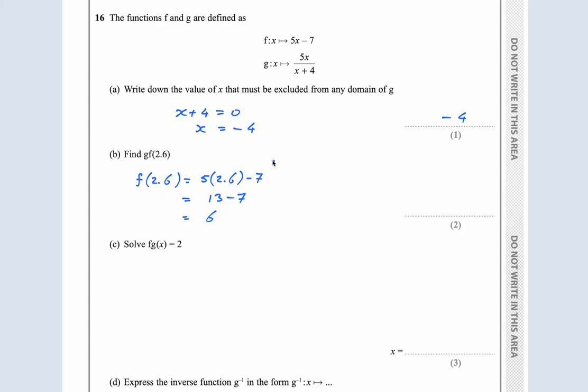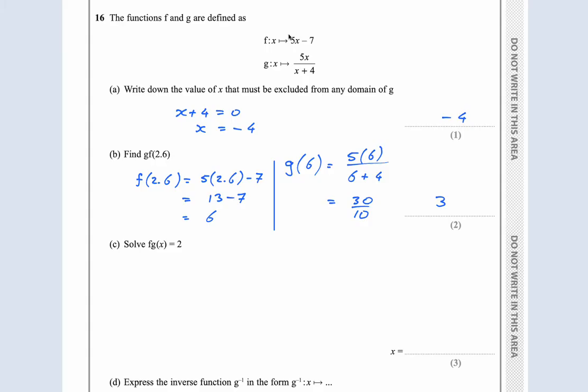But I need to get g of f of 2.6. So I need to now get g of 6. G of 6 is 5 times 6. I'm just going to sub 6 into g. So it's 5 times 6 on the numerator and 6 plus 4 in the denominator, giving me 30 over 10, which is equal to 3. Okay, solve f g of x equals 2.